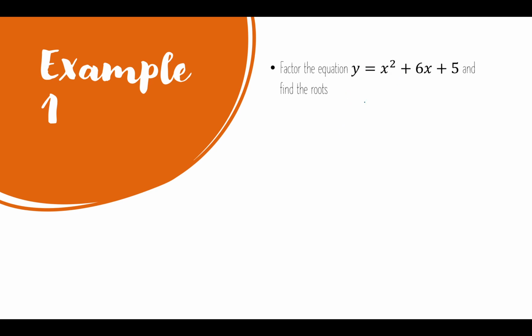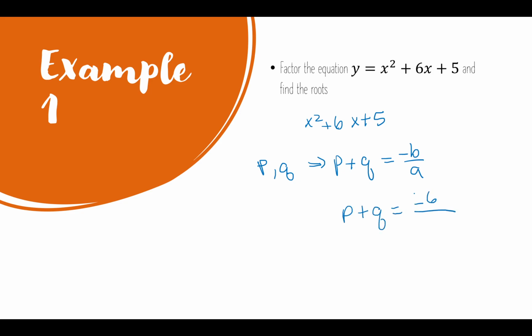We need to factor x squared plus 6x plus 5 and find the roots. Using Vieta's theorem, we get the roots p and q, and their sum, p plus q, is equal to negative b over a. In this case, the b value is 6. So, p plus q is equal to negative 6 over the a value, which is just 1. So therefore, we will get that p plus q is equal to negative 6.